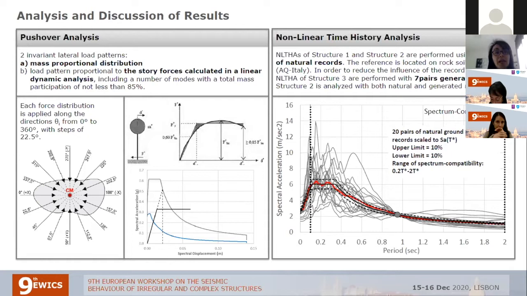Finally, the structural demands obtained from the different nonlinear static analyses are compared with those computed by nonlinear time history analysis, using both real and generated ground motion records.